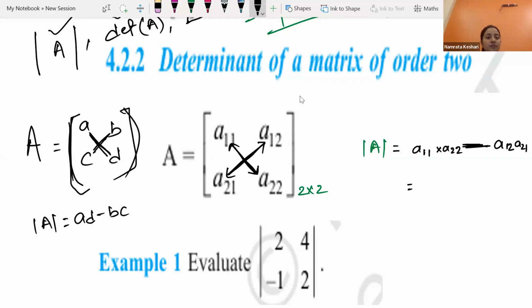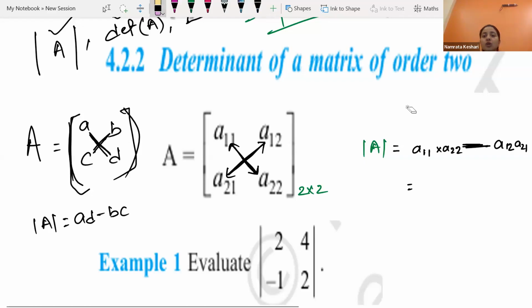Getting it? Can I ask something? Yeah. Would it be wrong if I multiply B and C first, then subtract it from A and D? Okay, we cannot multiply B and C first. We will always do the multiplication of A with D first and then B with C. Always. In this manner only we will do the multiplication.